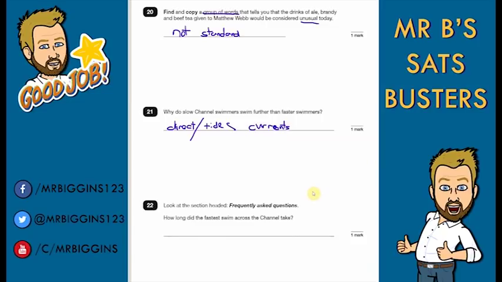Question 22 says look at the section headed frequently asked questions and asks how long did the fastest swim across the channel take. So we just need to check in the text, and it tells us it was 7 hours. Make sure you have the hours. If you just put 7, you're not going to get a right answer.